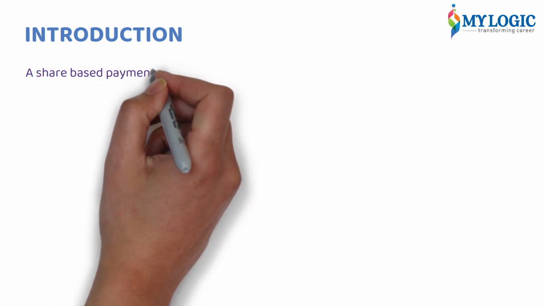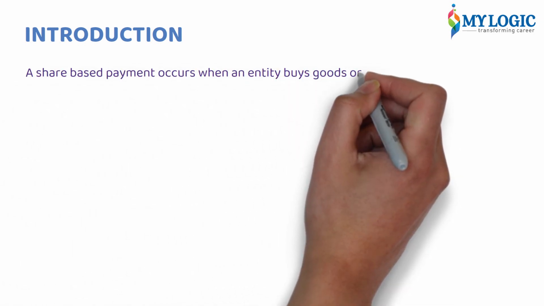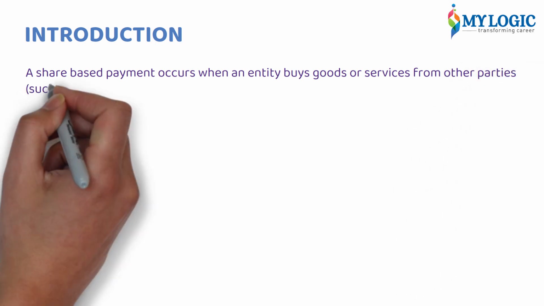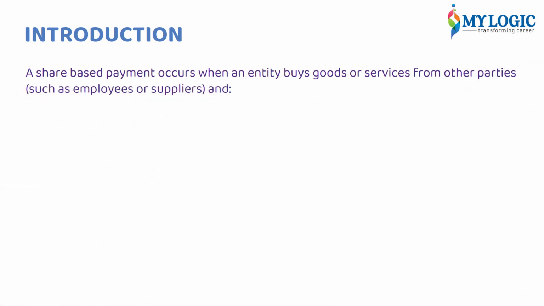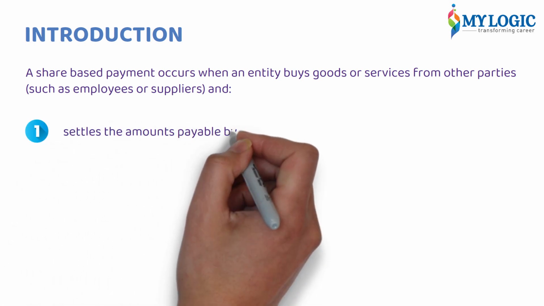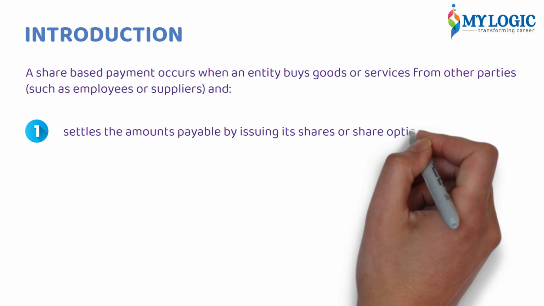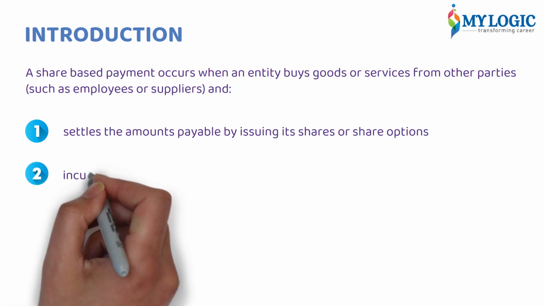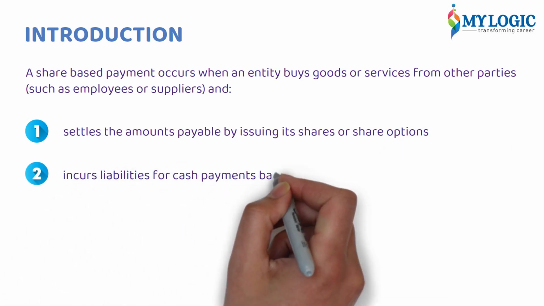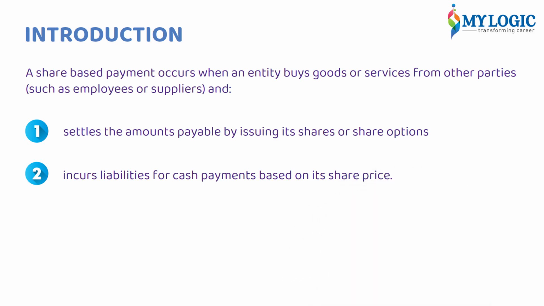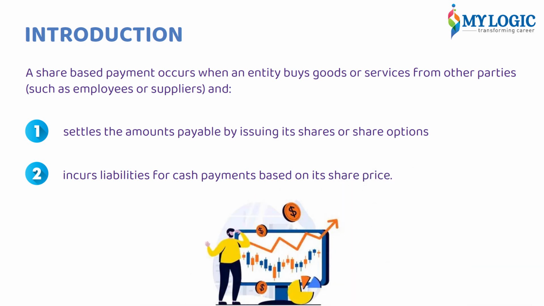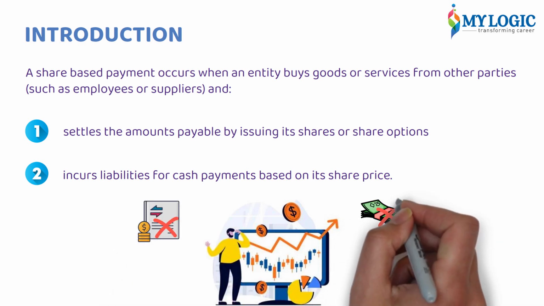Introduction. A share-based payment occurs when an entity buys goods or services from other parties, such as employees or suppliers, and Number 1. Settles the amounts payable by issuing its shares or share options. Or Number 2. Incurs liabilities for cash payments based on its share price. The main issue here is that when shares are paid as a consideration, there is no cash outflow, hence no revenue can be recognized.